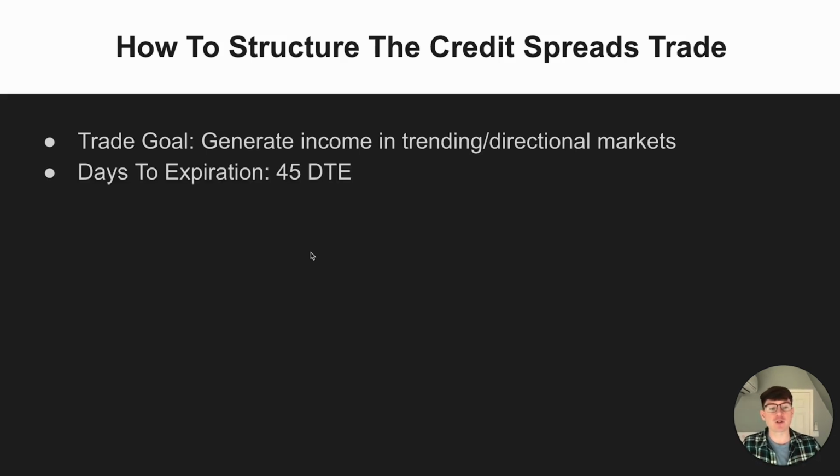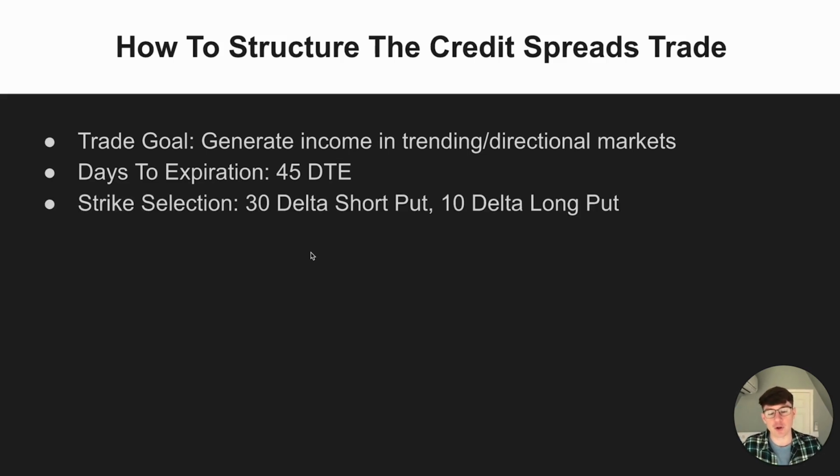So here's best practices around a credit spread based on backtests done by Tasty Live. You can see here, days until expiration is 45 days, so you go 45 days out into the future. Strike selection is how do we pick the options? We're going to sell the 30 delta put and buy the 10 delta long put. So we're going to sell 30 delta, buy 10 delta.